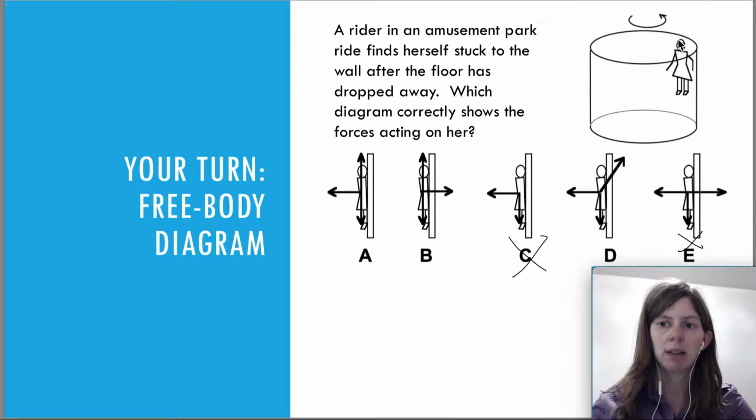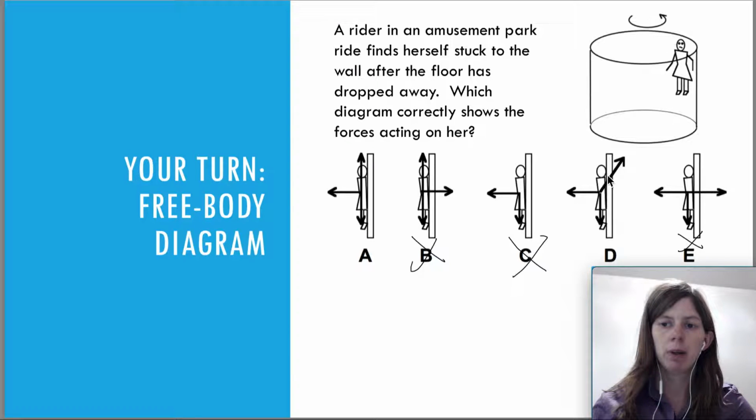Well, she's against a surface. A surface provides a normal force pointing away from the surface. So B does not have a normal force. So we're left to choose between A and D. So they both have an upward force. Choice A has a straight up force. Choice D has a diagonal force here.